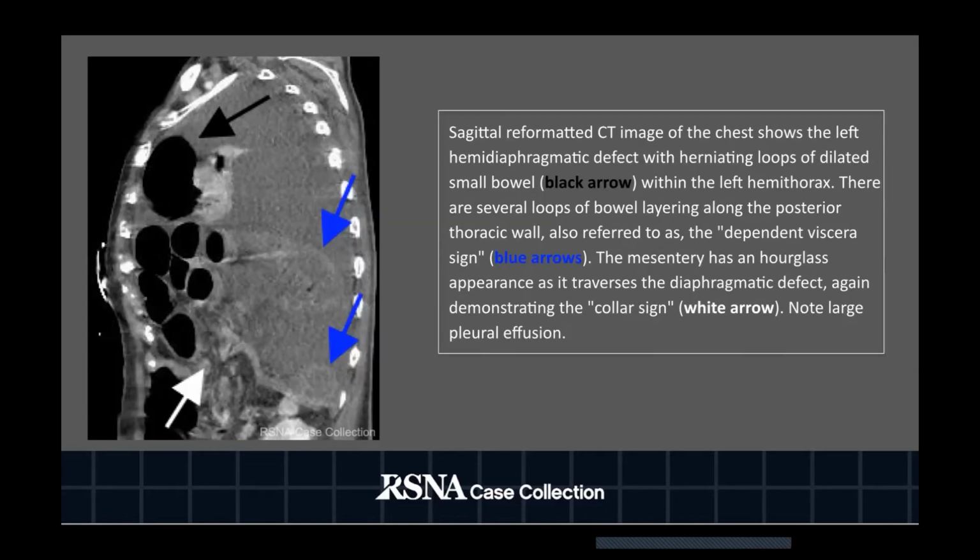Sagittal reformatted CT images of the chest shows the herniated small bowel traversing the diaphragmatic defect, as shown by the black arrows, with several loops layering dependently against the posterior thoracic wall, also referred to as the dependent viscera sign, denoted by the blue arrows. The collar sign is again noted by the white arrows.